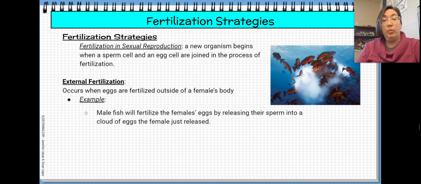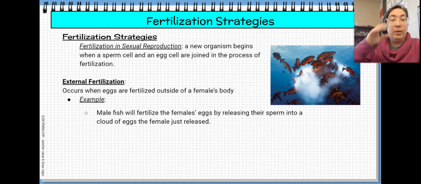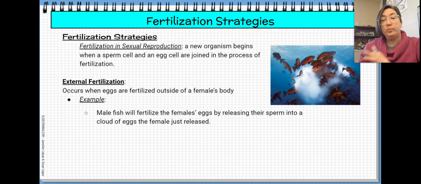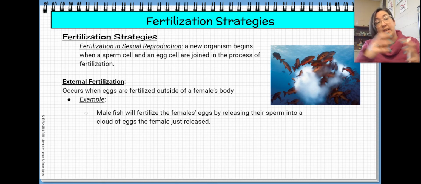An example will be when male fish will fertilize a female's eggs by releasing their sperm into a cloud of eggs the female's just released. So in this picture, that white cloud, that is a huge cloud of eggs that the female fish have released. And now the males are coming and releasing their sperm into that cloud of eggs. And their goal is that lots of those sperm cells will find egg cells and fertilize the egg.